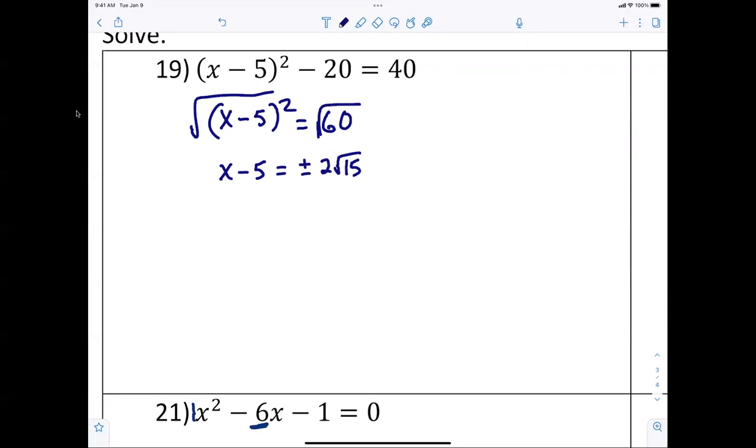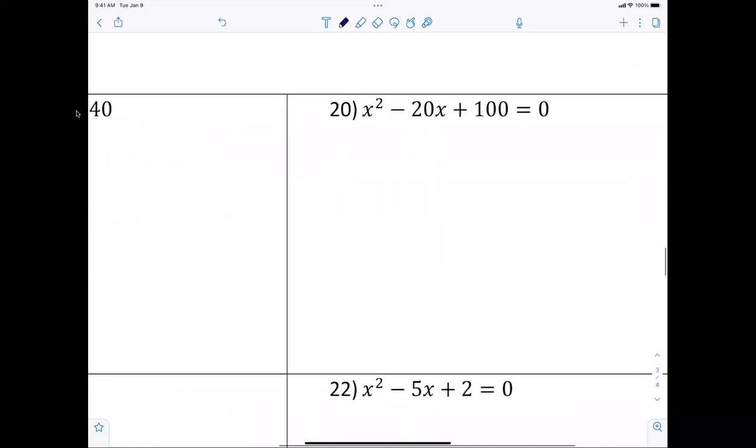Then I move the 5 over, so I end up with x equals what? 5 plus or minus 2 radical 15. All right, remember, all I do is go back and just change the numbers up a little bit. That's it. Anybody have any questions with number 19? All right, let's take a look at 20.